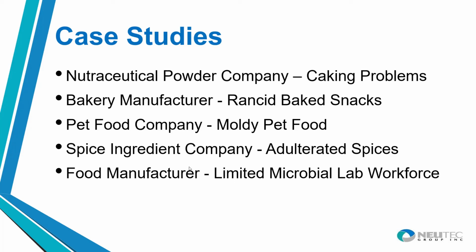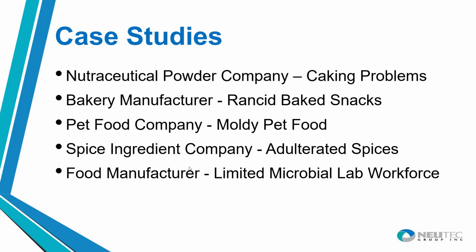Then I want to spend a little bit of time talking about adulteration, in this case, economically motivated adulteration that we can see happen when people are buying spices as a potential ingredient. And then I'll finish off with an example from a food manufacturing plant that needs to do microbial challenge testing to verify their sanitation programs, but is faced with challenges because in our current atmosphere, there can be a limited availability of workforce.